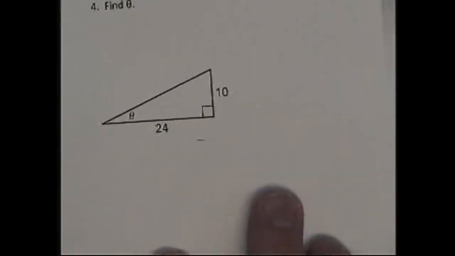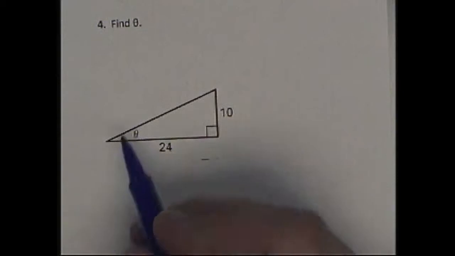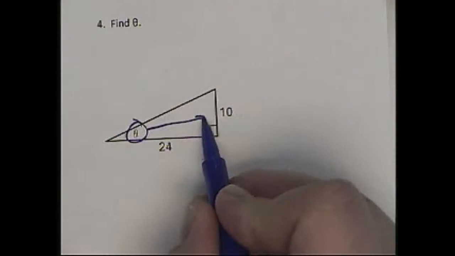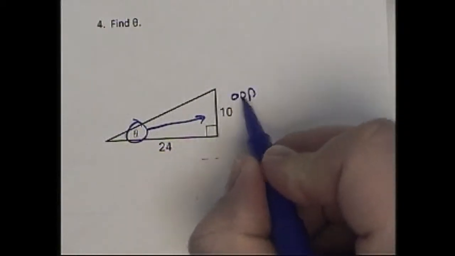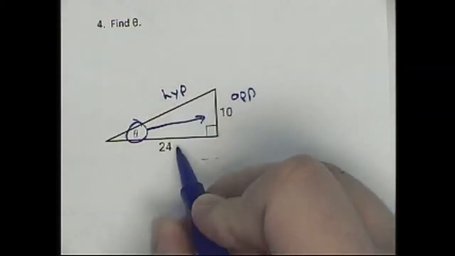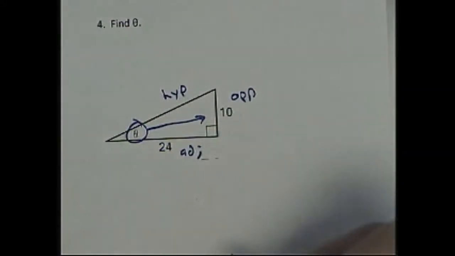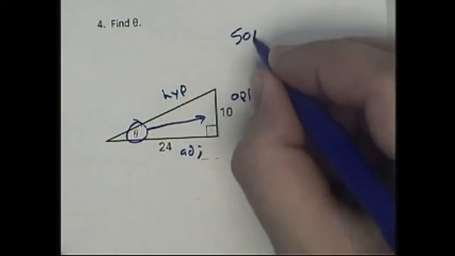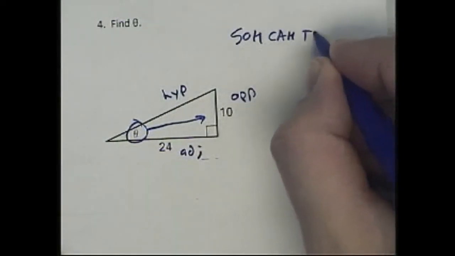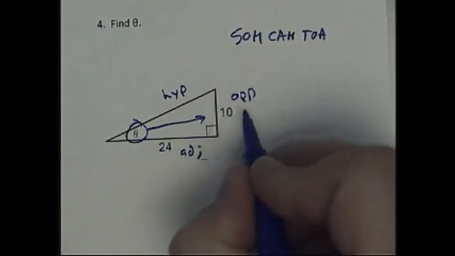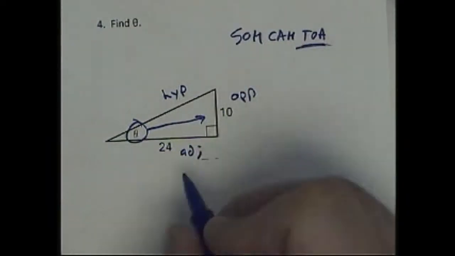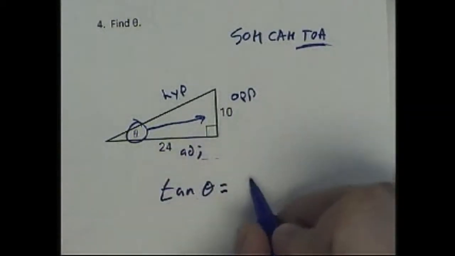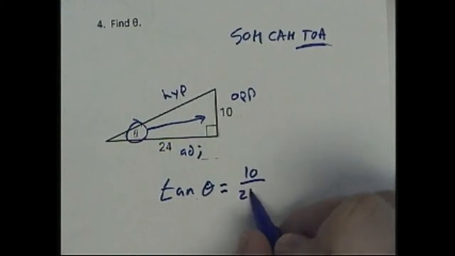All right, last question here, number 4. Again, we're back using theta, which is just a variable for an unknown angle. I circle that. Across is my opposite. Across from the 90 is my hypotenuse, and here is my adjacent side. So if looking at SOHCAHTOA, I've got opposite, I've got adjacent. I'm going to use tangent. The tangent of theta is equal to, opposite is 10 over adjacent is 24.